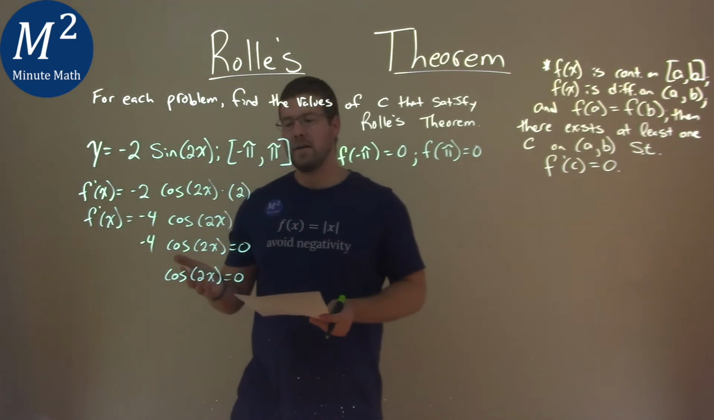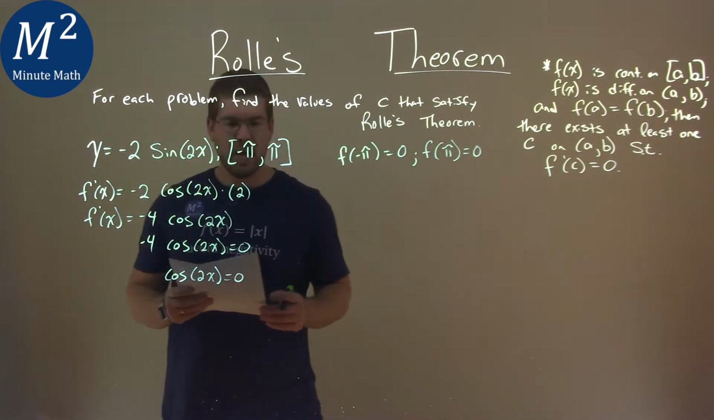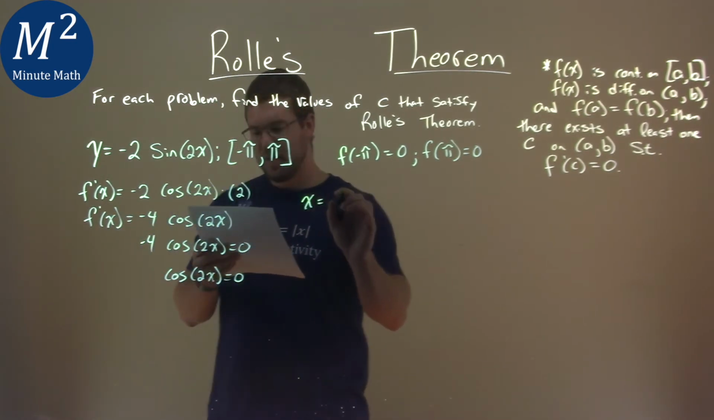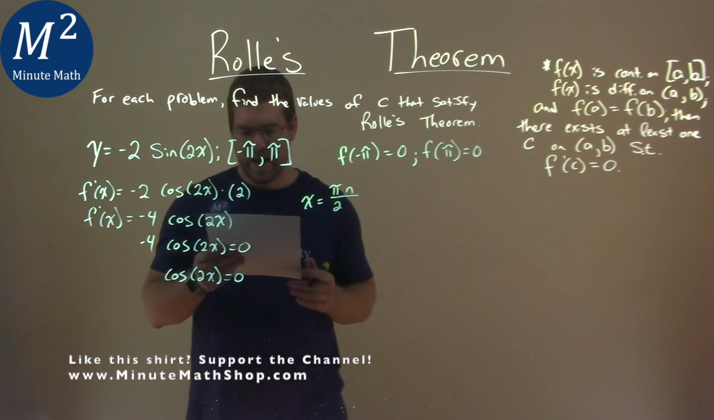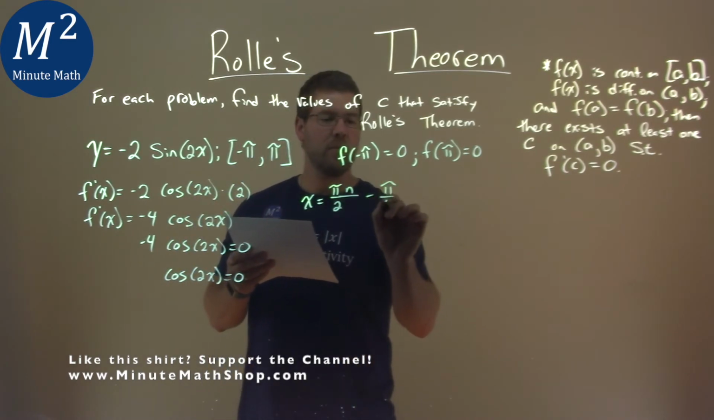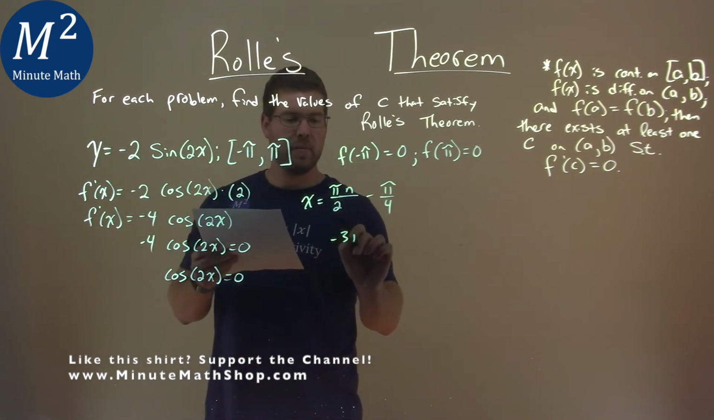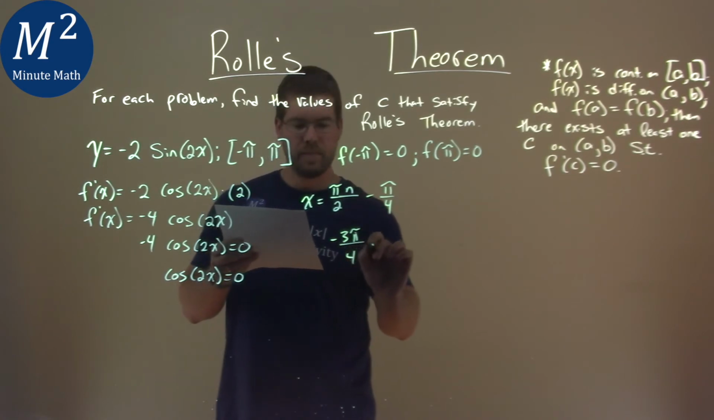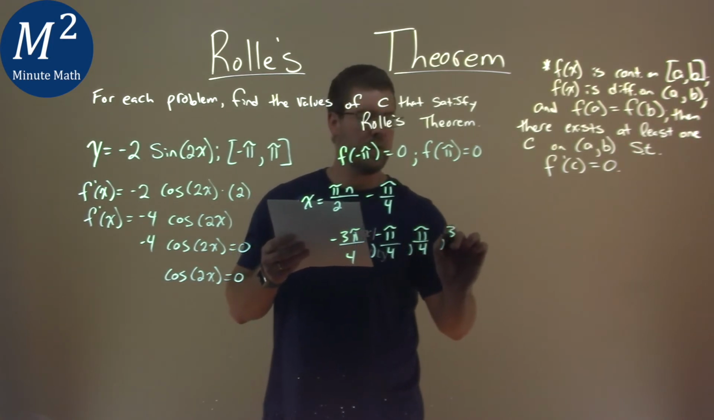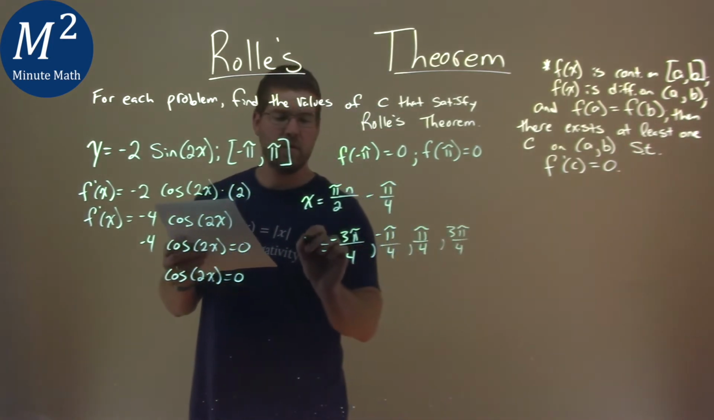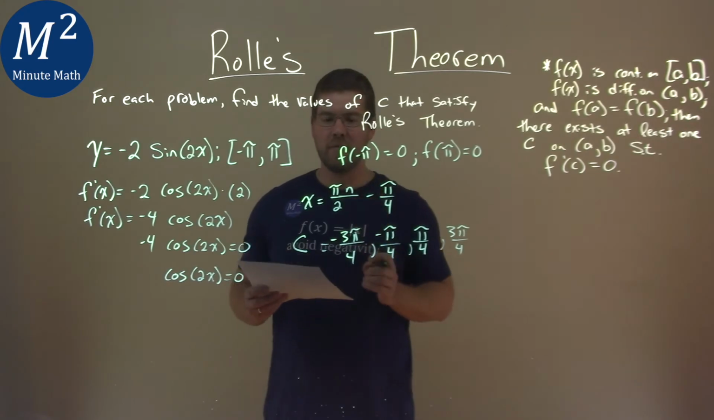So when does cosine of 2x equal 0? What are the x values? Well, this occurs when x is equal to pi over 2 times n, or pi n over 2 minus pi over 4. And the only x values that work here within our interval are negative 3 pi over 4, negative pi over 4, pi over 4, and 3 pi over 4. And so these are the c values here that satisfy Rolle's theorem for our function.